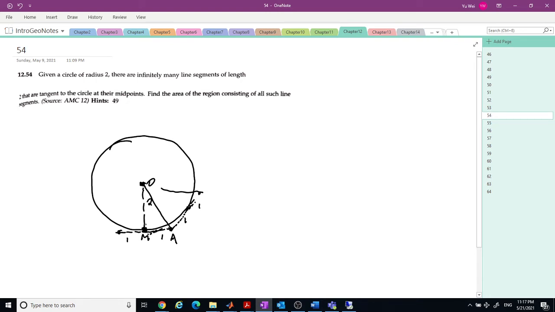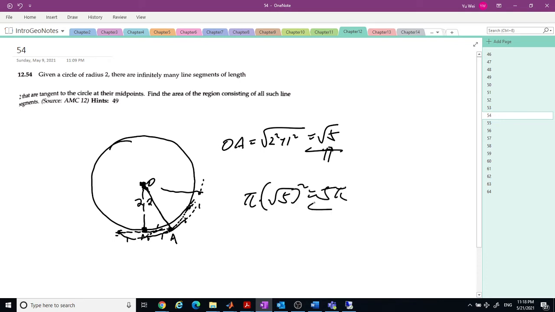So basically, if I have an infinite number of such tangents, the area will be swept out by the circle whose radius is OA, right? So OA is equal to, this is 2, this is 1, so 2 squared plus 1 squared is equal to root 5. So the whole region will be pi times root 5 squared, which is 5 pi.